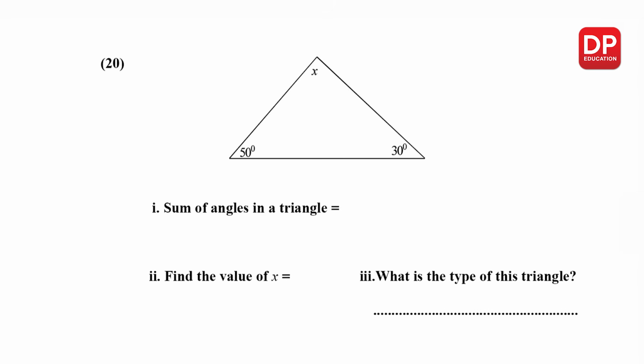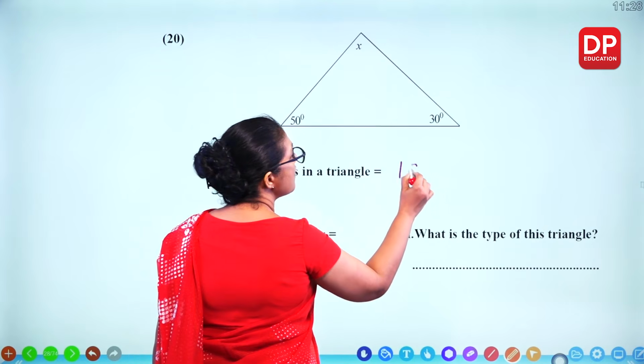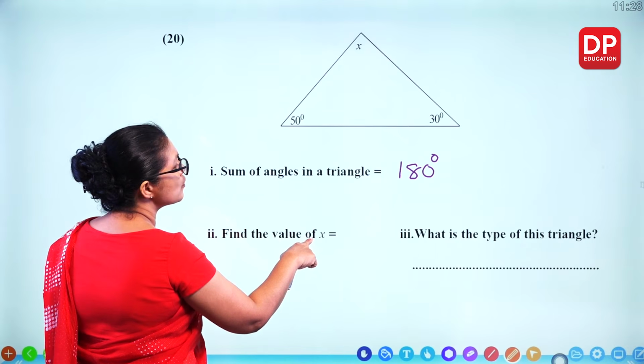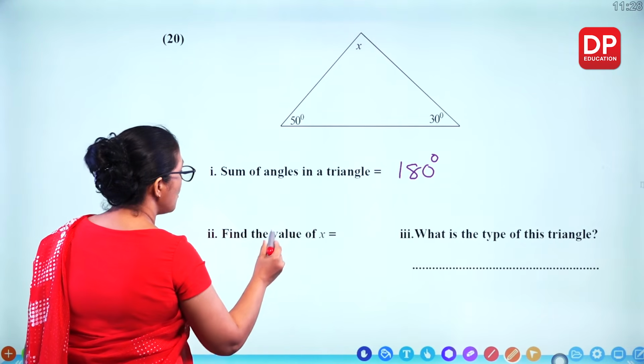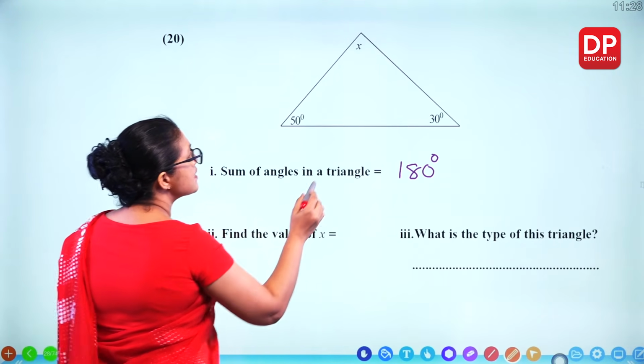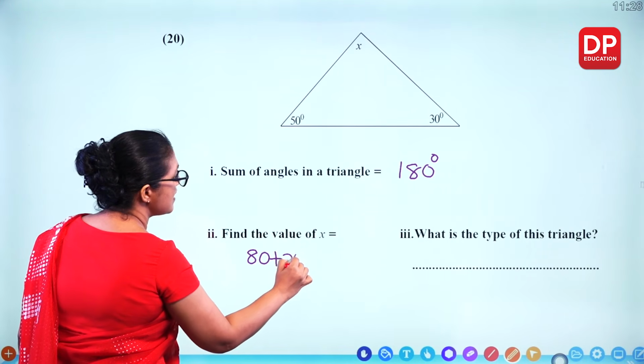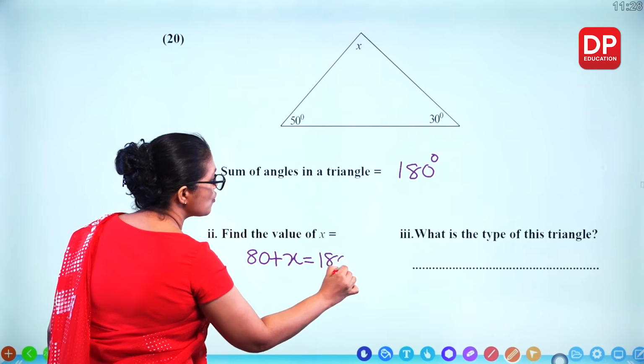Look at this one, 50, 30, x. The sum of angles in a triangle, we know, is 180. So find the value of x. How do you find x? We know 50 plus 30 is 80. 80 plus x is 180. So what's x?